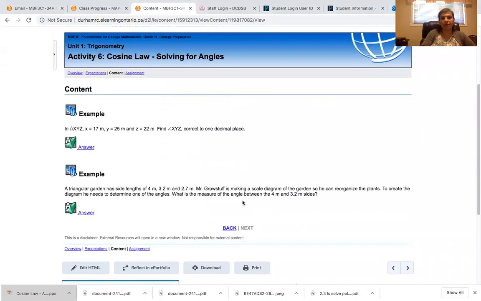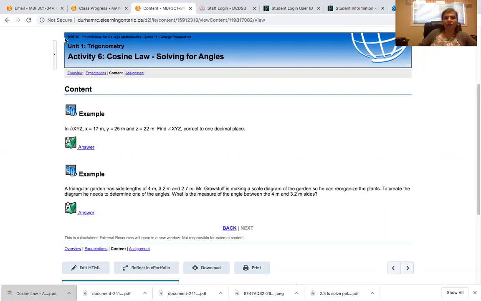So these are more examples. Let's do this word problem. A triangular garden has side lengths of 4 meters, 3.2 meters, and 2.7 meters. Mr. Graustuff is making a scale diagram of the garden so he can organize the plants. To create the diagram, he needs to determine one of the angles. What is the measure of the angle between the 4 meter and the 3.2 meter side?